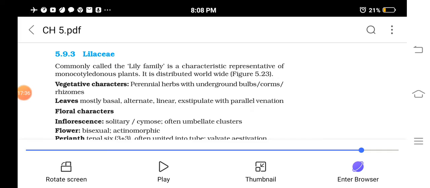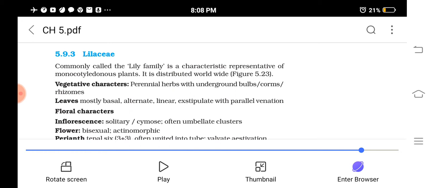So the next family is Liliaceae. Okay, so Liliaceae is commonly known as lily family, because this plant, lily plant, you might have it known to you, isn't it? This family and this plant. So it is distributed all over the world. And vegetative characters, if you are seeing, perennial herbs. Okay, they are annual, biennial, perennial. Likewise, have you heard? So they will remain for many years. Perennial herbs, and they are having what?